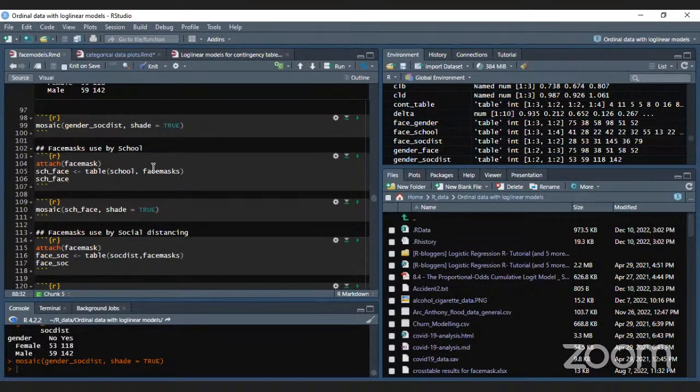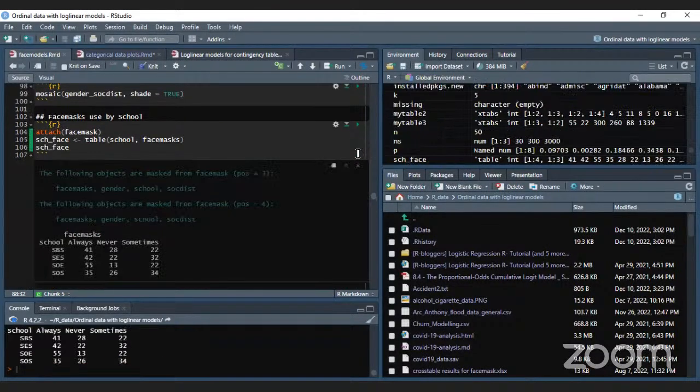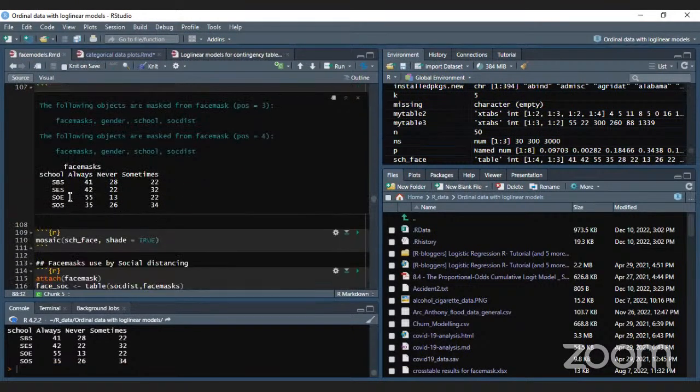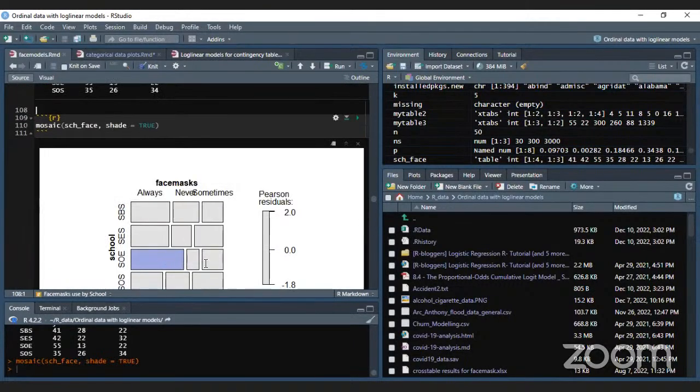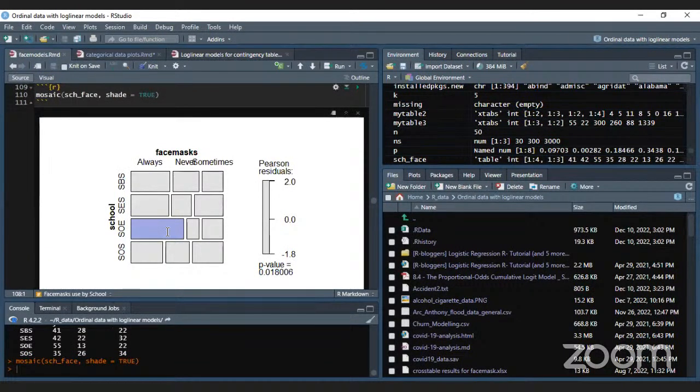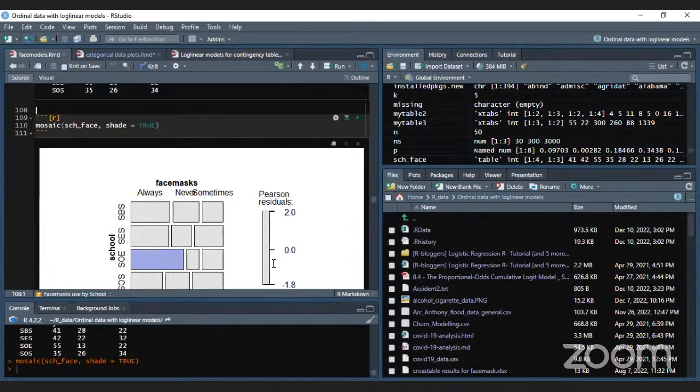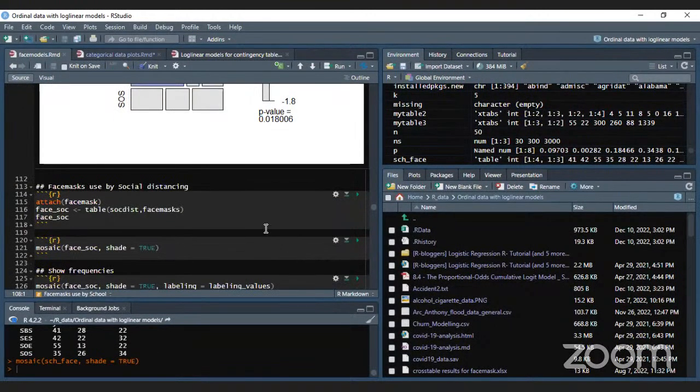Now, by school, whether you come from engineering or from environmental, you are going to see. Now, this is face mask and school. This is the contingency table. Now let's see the mosaic. You can see, this one shows that people from engineering have the highest number of students that always use face mask. And it's showing that it's significant here. You can see. So here, then by social distancing, the same thing.